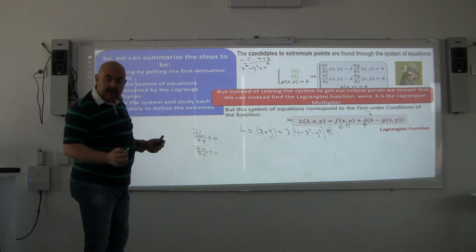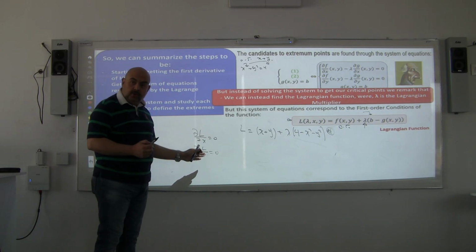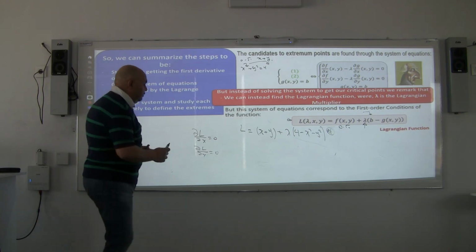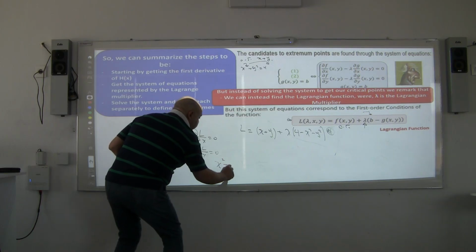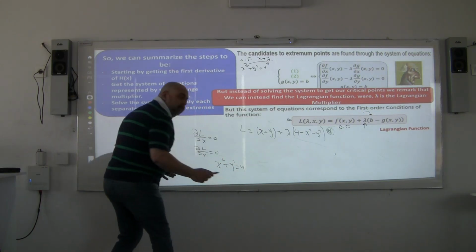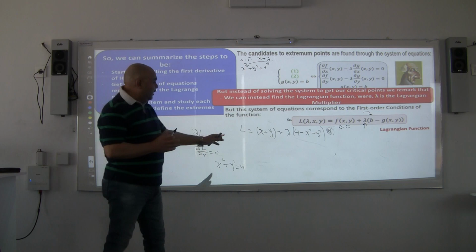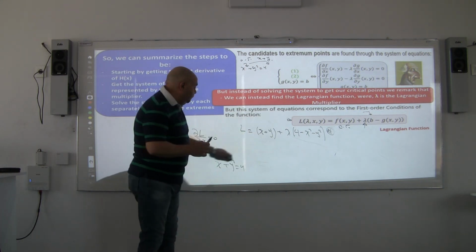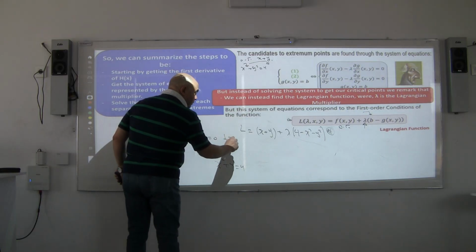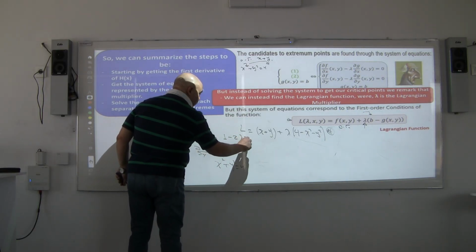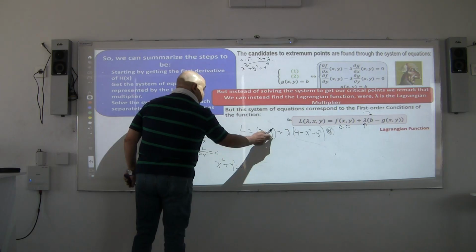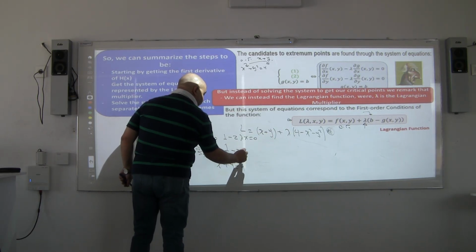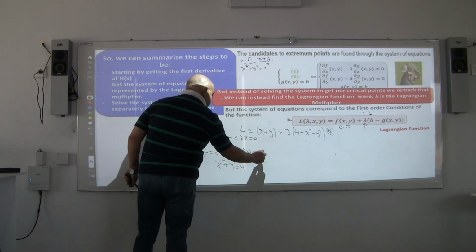Let's do this and try to solve these two equations together with the condition that already exists, which is x squared plus y squared equal to 4. So if I start doing that, the first thing, the derivative with respect to x gives me 1 minus 2 lambda x equal to 0. Same way for y, it's going to be 1 minus 2 lambda y, which equals 0.